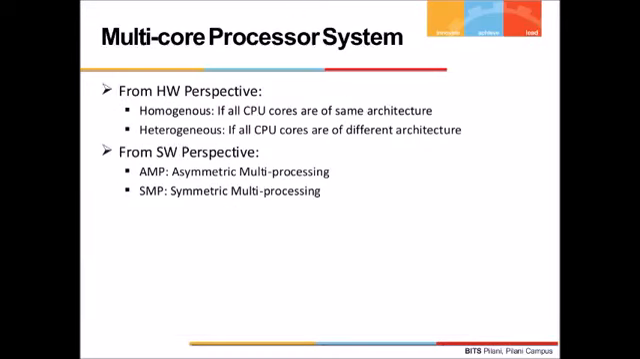From a hardware perspective, the multi-core processor system can be homogeneous or heterogeneous. In homogeneous, all CPU cores are of the same architecture. In case of heterogeneous, the CPU cores are of different architecture. From a software process perspective, you can divide them as asymmetric multiprocessing and symmetric multiprocessing, that is AMP and SMP.